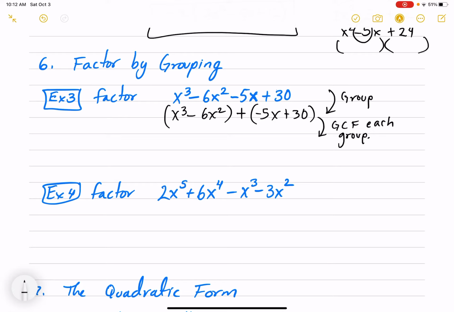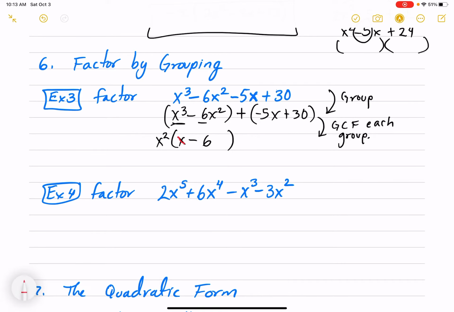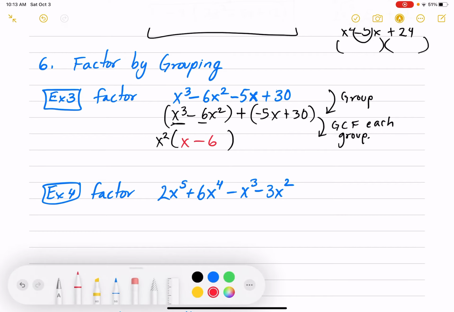When we do that, notice on the first group, they both have an x squared in common. And so x squared times x makes x cubed. X squared times negative 6 makes negative 6x squared. And let me go ahead and color code this so you can see what's going to happen here. So x minus 6.